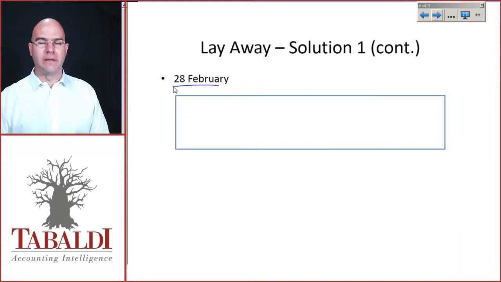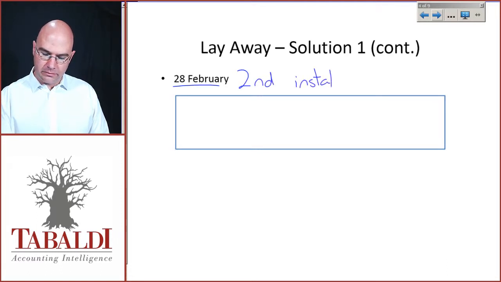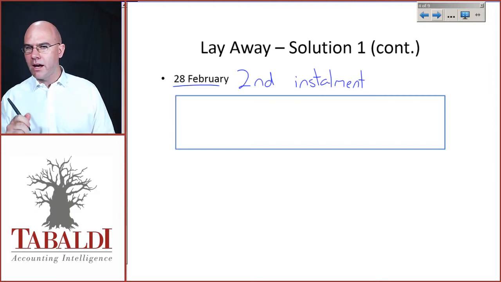Now the 28th of February. I want you to think carefully here. You have received a significant deposit because now you've received the 2nd installment. Go ahead and do the journal. Will you recognize revenue or will it just be income received in advance? Give it a try, push pause.